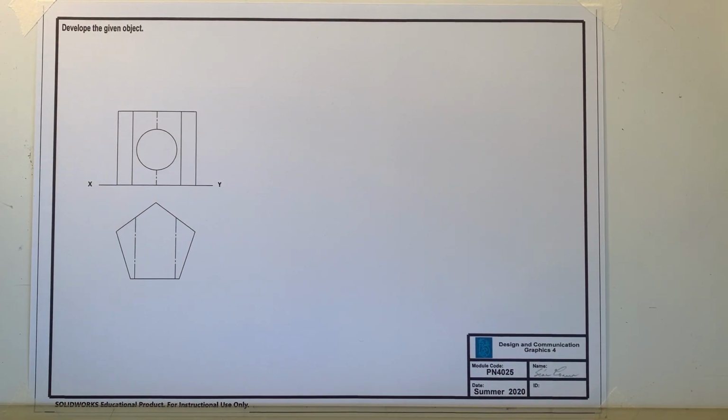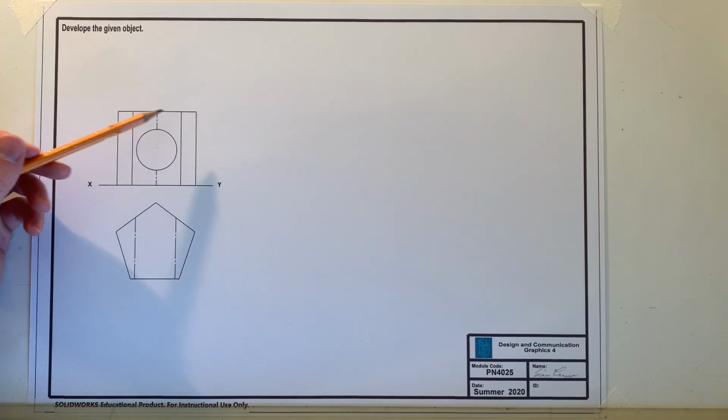Okay, this video is going to be our first example for week 9's lab. In this we're going to be developing out the object we can see here. Now this object is a pentagonal based prism, as you can see. As well as that, it has actually a cylinder, a circle, extruded out through the center of the object here, as you can see in the elevation.